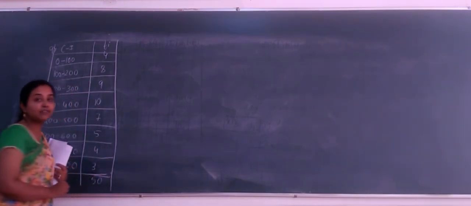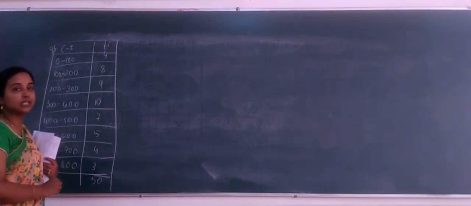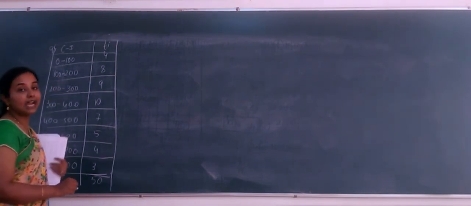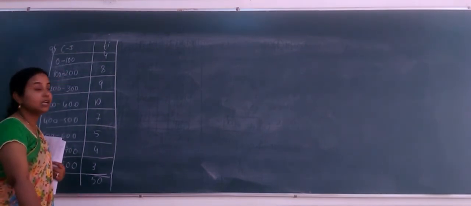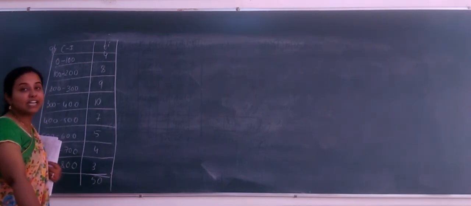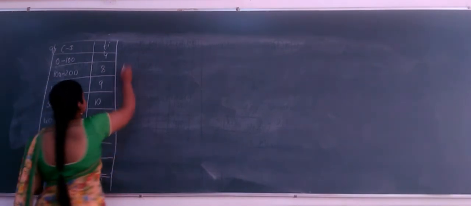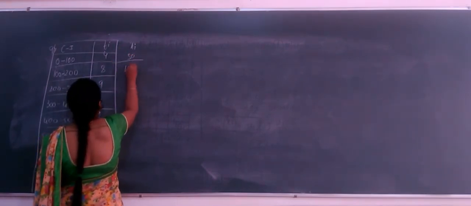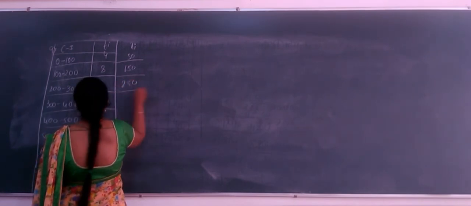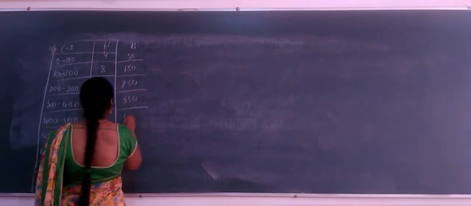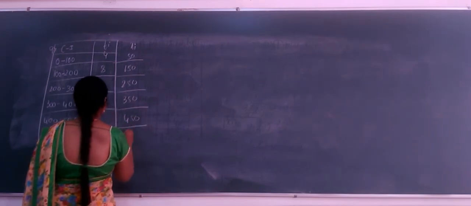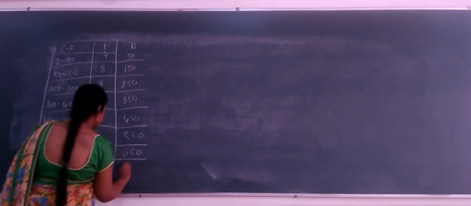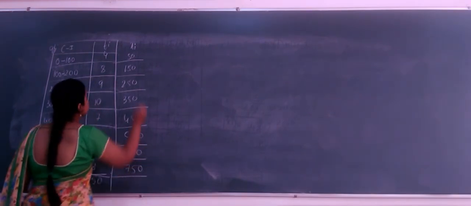Let me draw the table so that it will be easy for you. Okay, so now first we will write the midpoints and then we will concentrate on the problem. Always the xi are the midpoints of this interval, and already I have explained to you how to calculate the midpoint. Upper limit plus lower limit divided by 2 will give you the midpoint, right? So xi in this case, what is it? 50, next 150, 250, 350, 450, 550, 650, 750. Right.